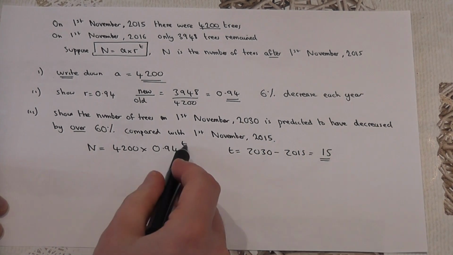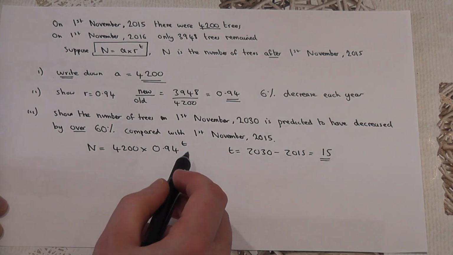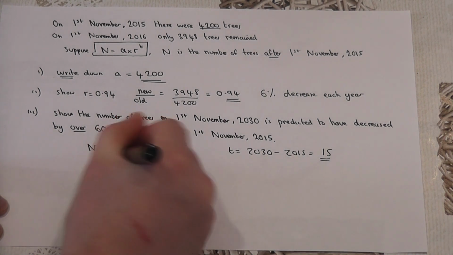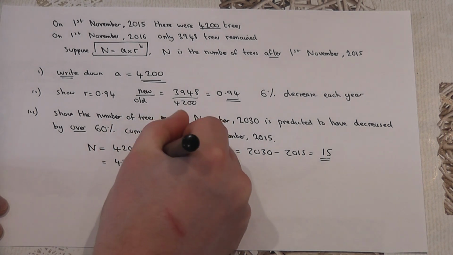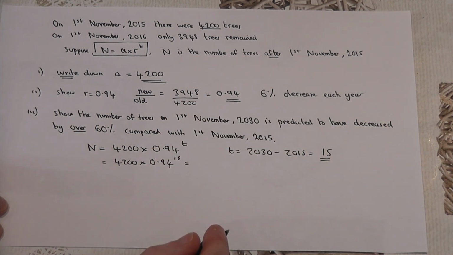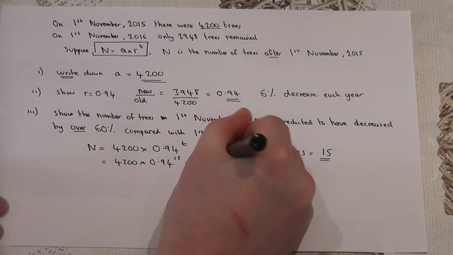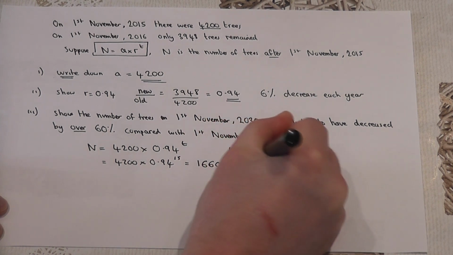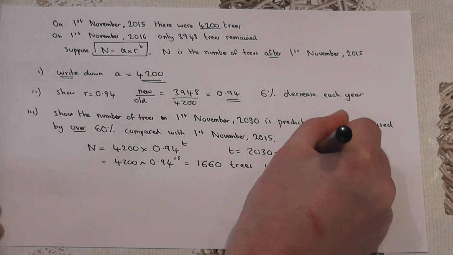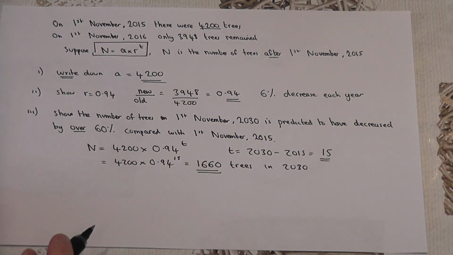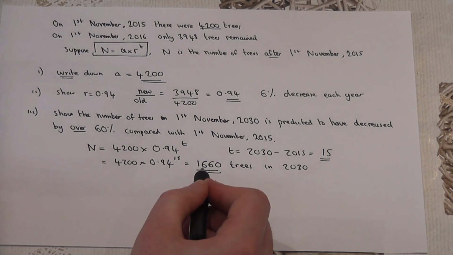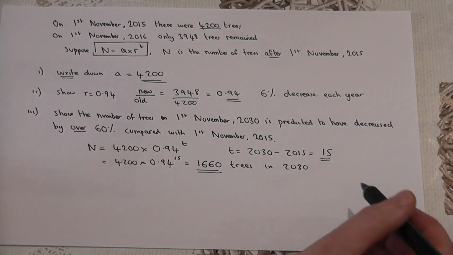So if I sub 15 into this equation, I can find the number of trees which we predict to have in the year 2030. So if I work out 4,200 times by 0.94 to the power of 15, then the model predicts there'll be 1,660 trees. That's been rounded, it was 0.2, in 2030. So it began at 4,200 and it ends at 1,660 in the year 2030.